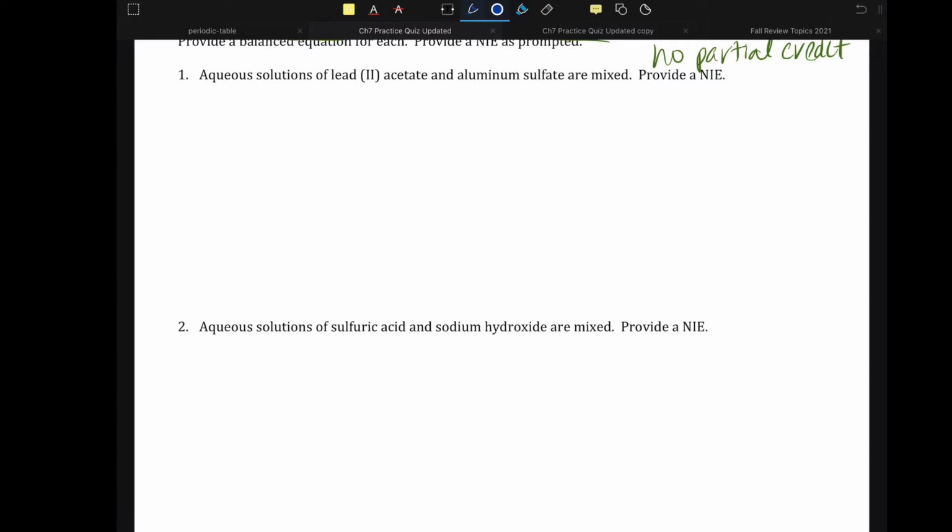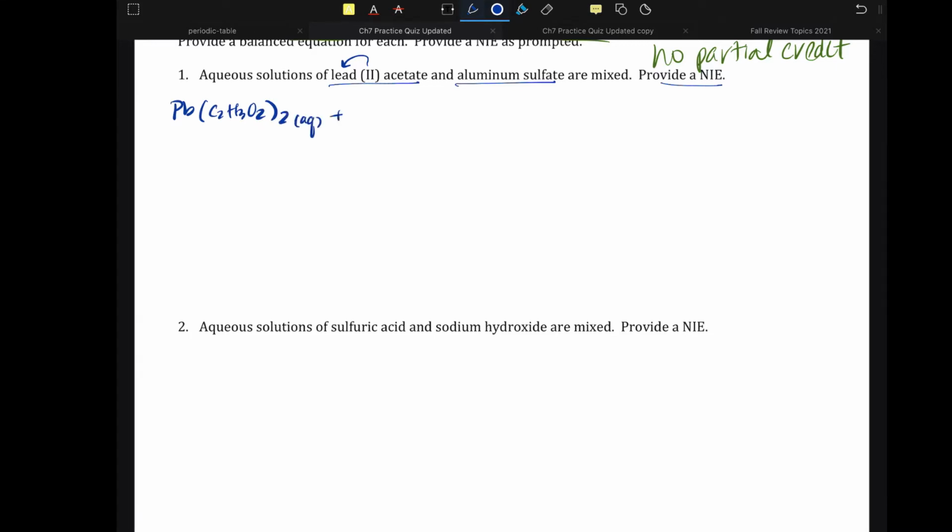All right, so for starters, it says that aqueous solutions of lead acetate and aluminum sulfate are mixed, and we should provide a net ionic. So first, let's go ahead and write formulas for each of our reactants. So lead 2 acetate, right? So again, that 2 is the charge of lead. So we know this is Pb, and acetate is C2H3O2, and there need to be 2 of those because that has a charge of -1, and I know it's aqueous.